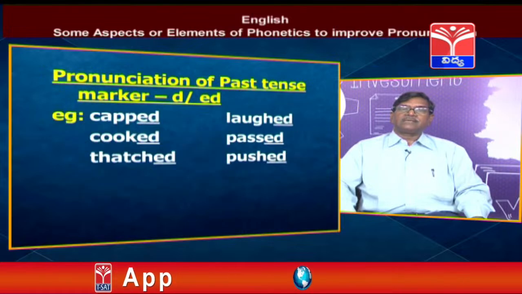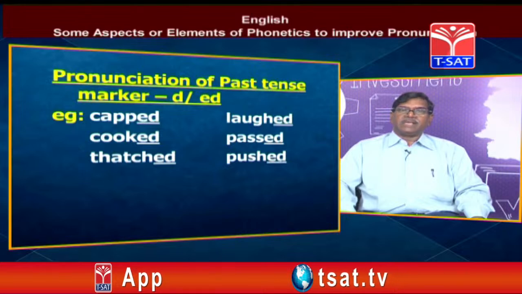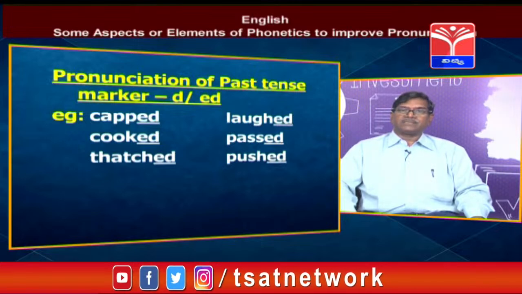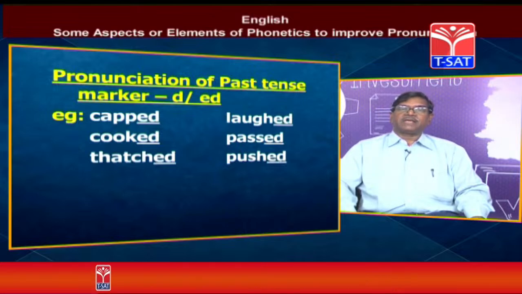See, cap. Cap is the base, the present tense. It is ending with P. P is a voiceless consonant other than T. So, the past tense marker is pronounced as T.